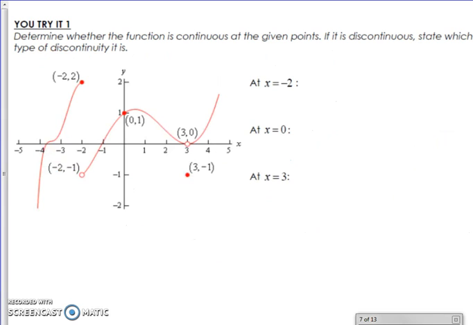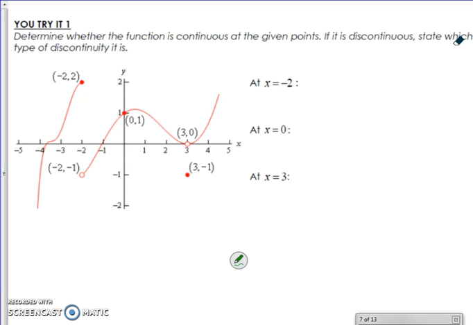And so now you have a chance to try it. On this one, we're doing just what we did on the graph, but only if it is discontinuous, you have to say the type of discontinuity that it is. Okay? So it's just like before, but now we're taking it a step further and saying, well, if it's not continuous, then it must be discontinuous. And if it's discontinuous, I want you to pick one of those three types of discontinuities and identify it as such.